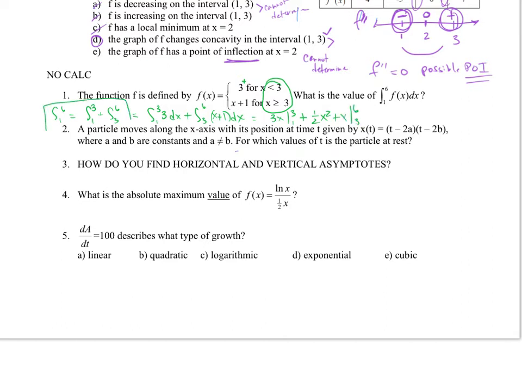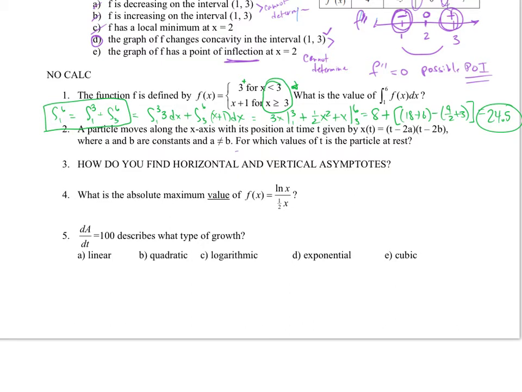Again, the key was to break this integral apart because of my piecewise function that I have here. So this ends up being 8 plus, and this will be 18 plus 6 minus 9/2 plus 3. And this is going to be 24.5 when all is said and done.